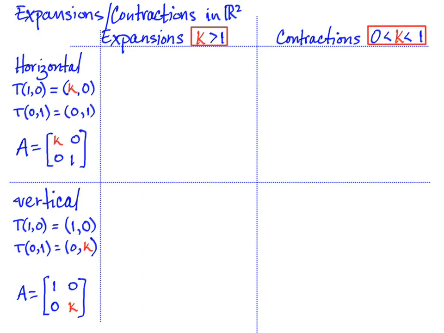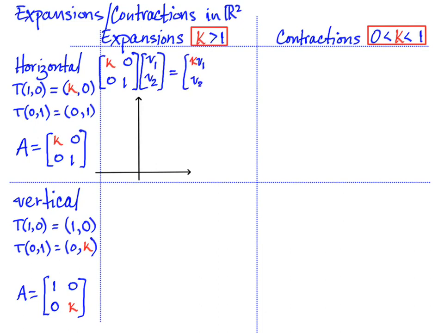All right. So now let's look at all the differences. There's 4 different types, basically. So for a horizontal expansion, that means the scalar k is greater than 1. We're just multiplying the first component of every single vector in the plane by that scalar k. So we're using the matrix, and we're multiplying any vector in the plane by that matrix. So v1, v2 goes to k times v1, v2.